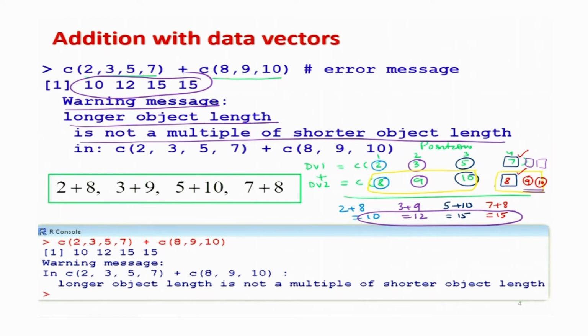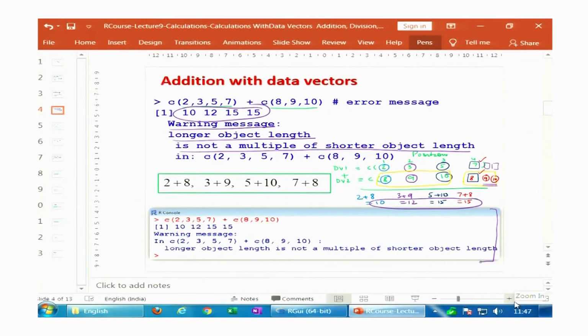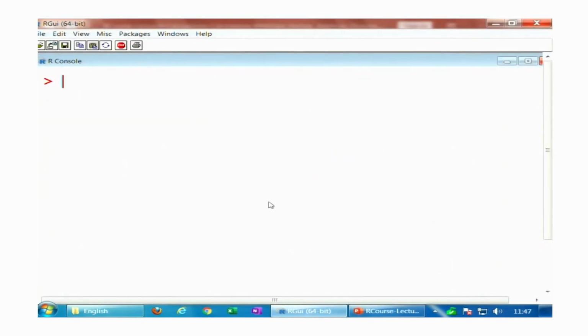So R is trying to inform you that the lengths of the two data vectors are not the same, and they are also not exact multiples. It is trying to do something, but please be watchful and see whether whatever R is doing is correct or not. You can see the same operation when it is done on the R console also. So this is how R actually works, and I am sure you now understand how R does things. But before moving further with other operations, I will show you what happens when you do it in the R console.